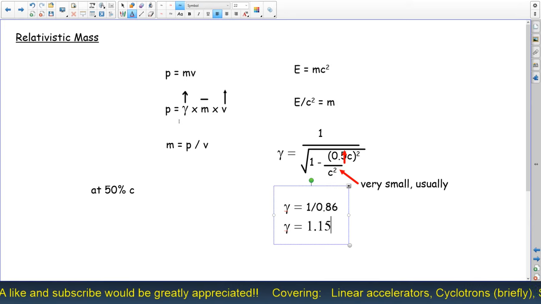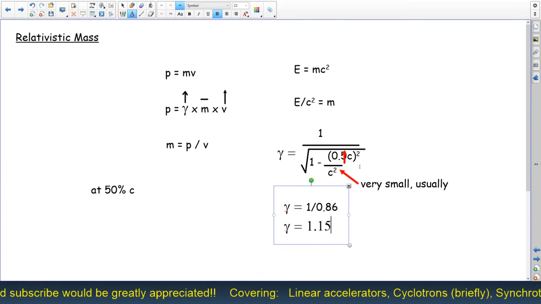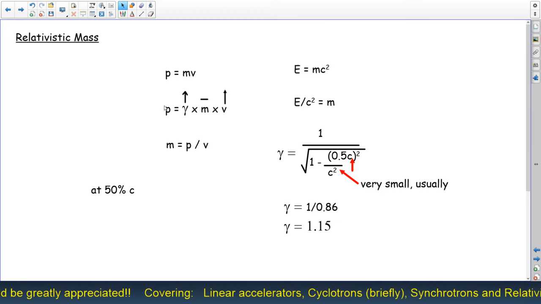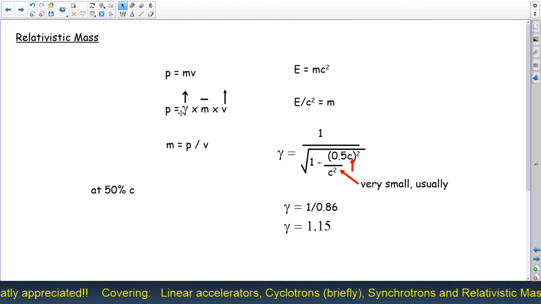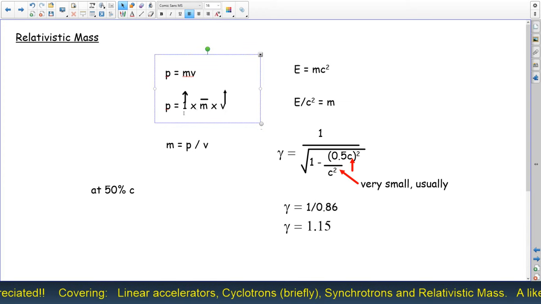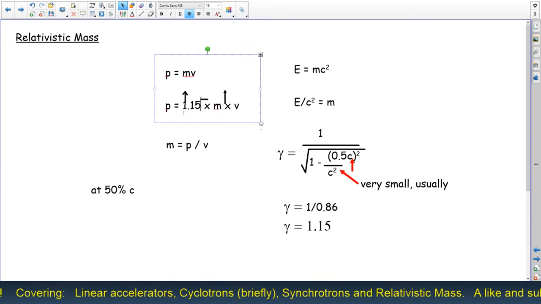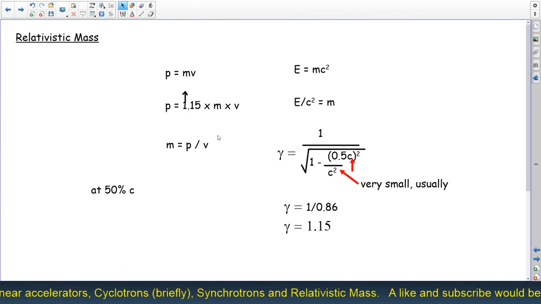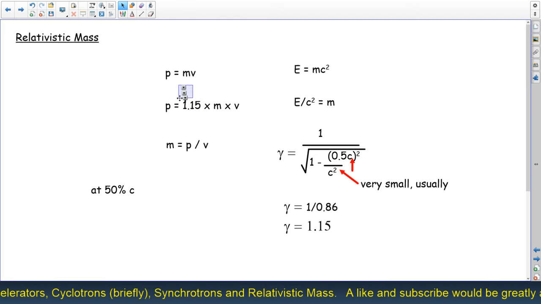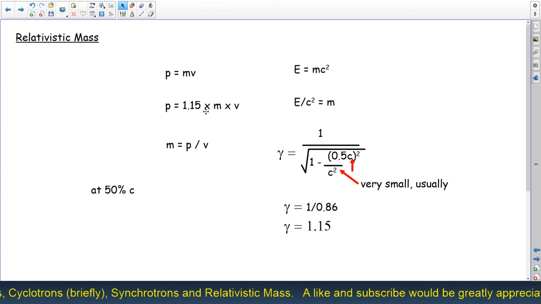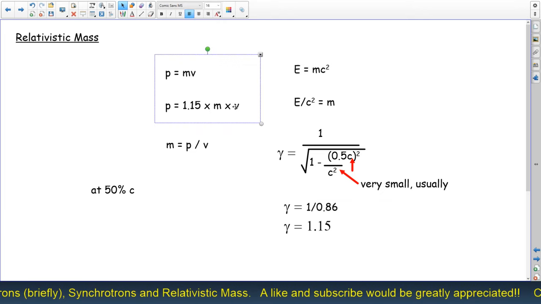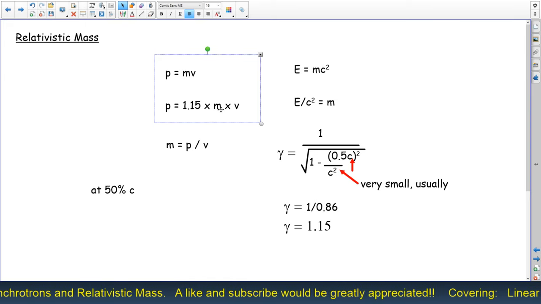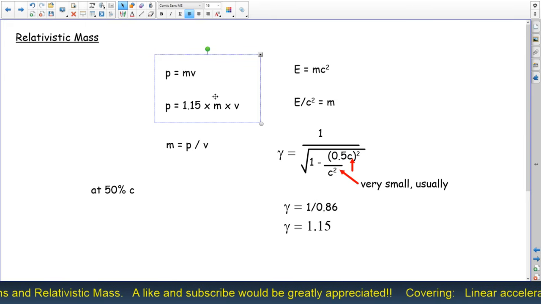What does that mean? Well, it means that for an object traveling at 0.5 the speed of light, it's actually got 15% more momentum than it should do, because gamma here becomes 1.15 instead of 1. So I end up with a little bit extra momentum. Now, since I'm able to measure my speed, I, classically thinking, don't put this as part of this. I say, well, what's happened is that some of that energy is now being expressed in the mass.